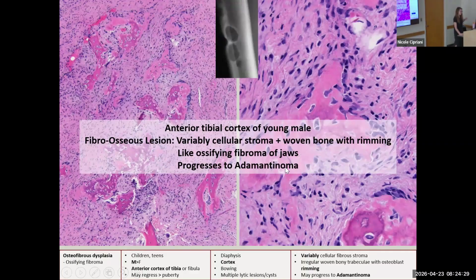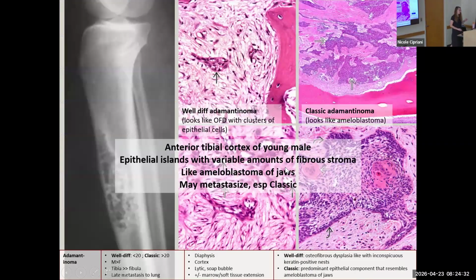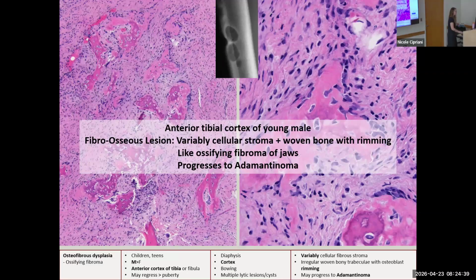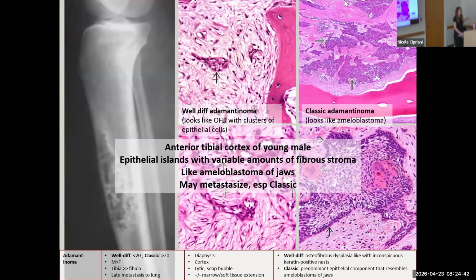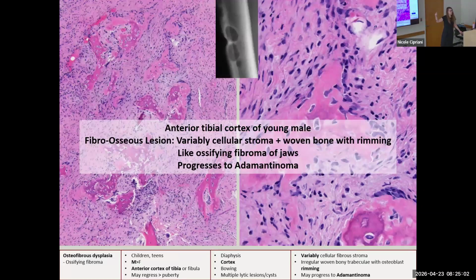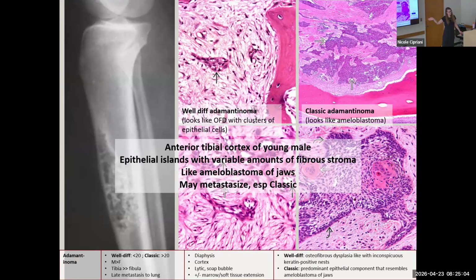What it can do is progress to adamantinoma. The thing we want to worry about with adamantinoma is that it can metastasize. What is adamantinoma? It's basically osteofibrous dysplasia-looking tissue with epithelial islands, right? So you throw a keratin on and these light up. When you see an OFD, throw a keratin on it, make sure you don't have ameloblastic or adamantinomatous islands, right? The classic adamantinoma looks like ameloblastoma. So: osteofibrous dysplasia, ossifying fibroma, adamantinoma, ameloblastoma.